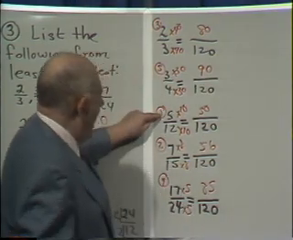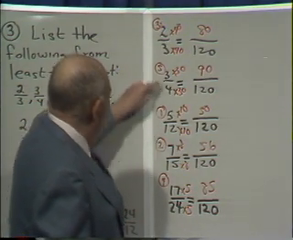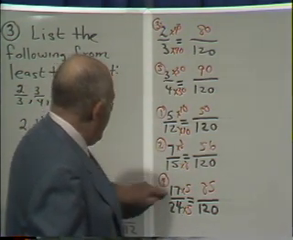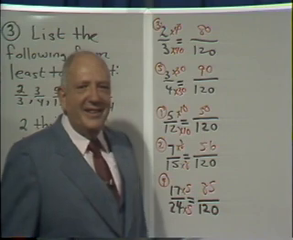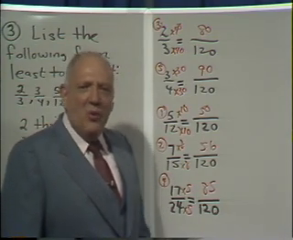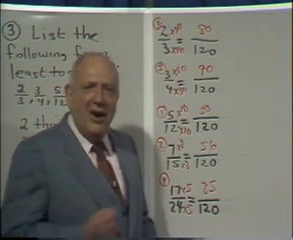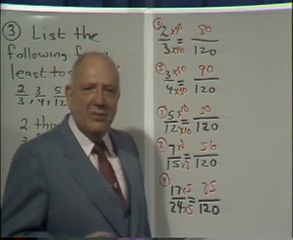So according to size, how would they be listed? 5/12, 7/15, 2/3, 17/24, and 3/4. You get the idea? It's neat. Notice how we're doing whole numbers here. Once we get that common denominator, all we're doing is looking at the numerator. And the numerators are whole numbers.